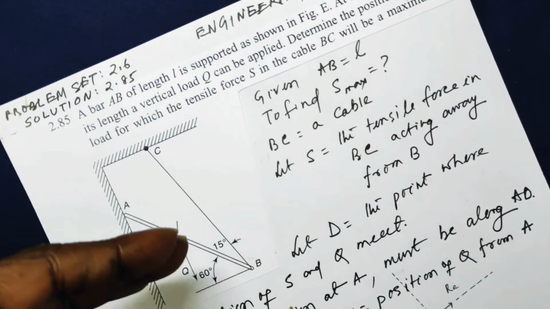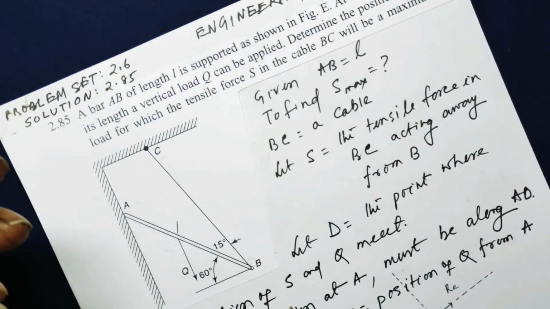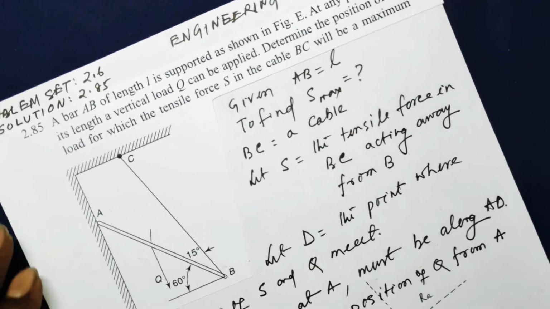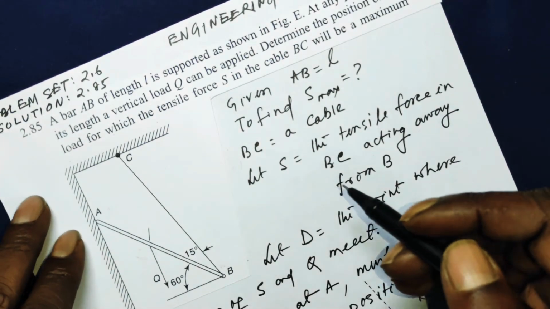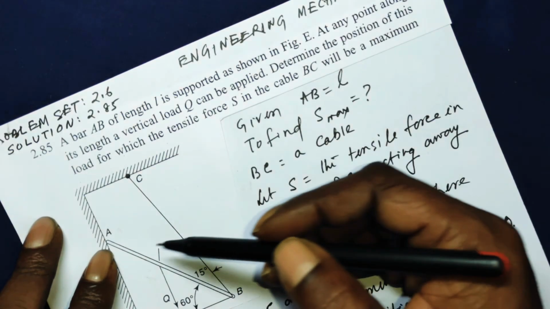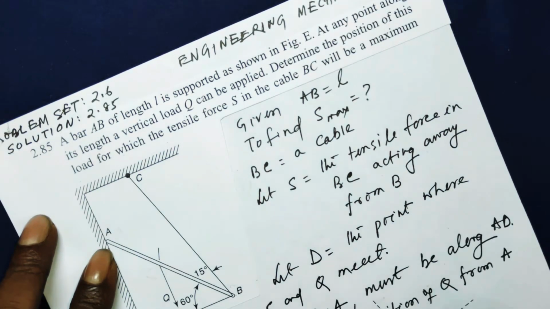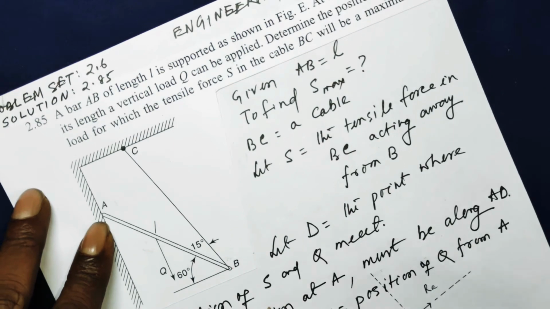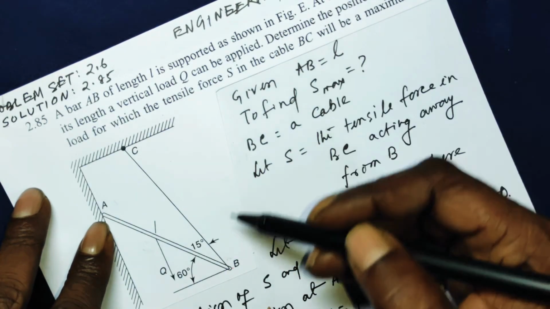We have been using the method of moments, that is, the turning effect of a force about a given point, to solve the different numerical problems. So let us begin. A bar AB of length L is supported as shown in the figure.